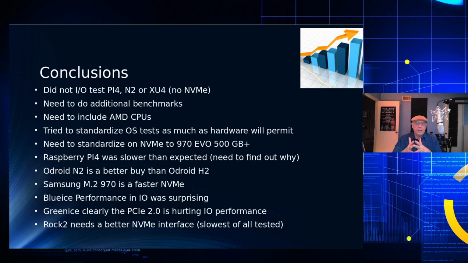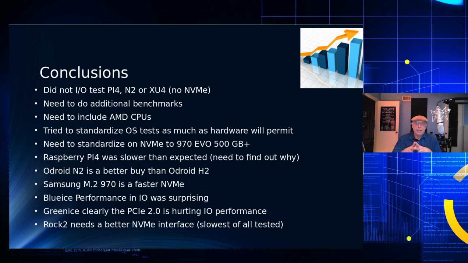So, I need to standardize on an NVMe. It'll probably be the 970, so I'll get to that over time. The Pi 4 was slower than expected. As I said, I need to find out why, so just disregard that for now. I don't believe that test. The N2 is better than the H2, but again, it depends on whether you want NVMe support or not. That board may be just fine if that's what you want. But it is clearly going to be handicapped on that machine with PCIe 2.